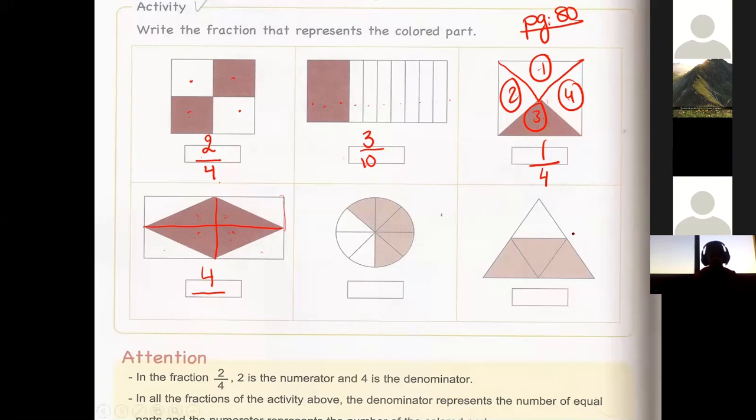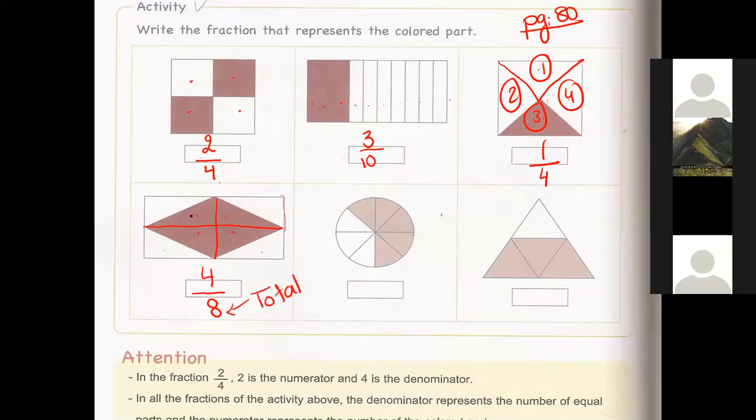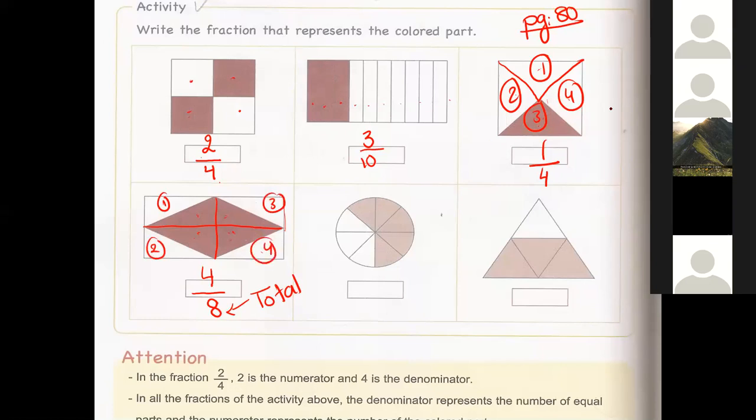4 out of 8, Mahdi. The total number. We said, Mahdi, the denominator is the total. Total number. Look, into how many parts did I divide this rectangle? 1, 2, 3, 4, 5, 6, 7, and 8. So into how many parts did I divide this rectangle, Mahdi? The total number? 8. So it has to be 4 out of 8. The denominator should be 8.